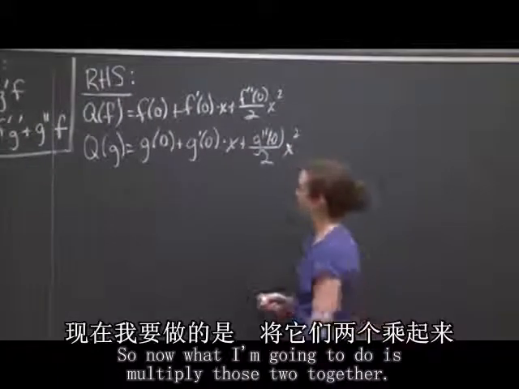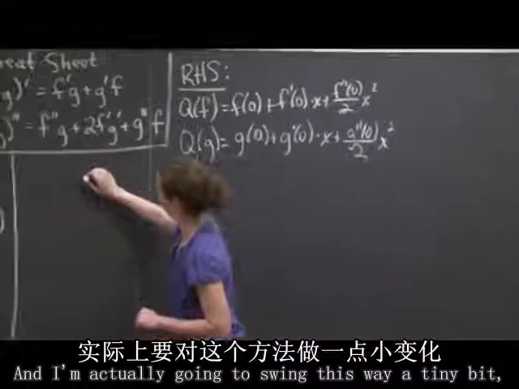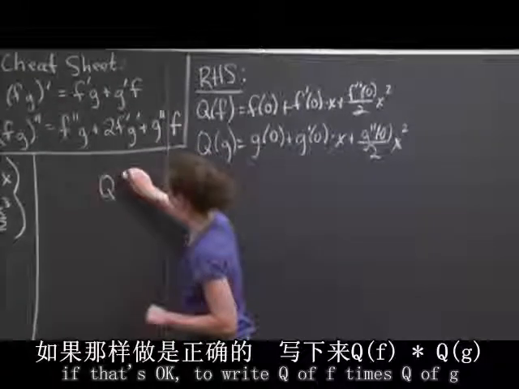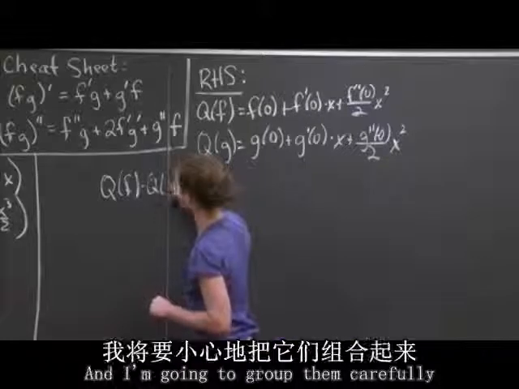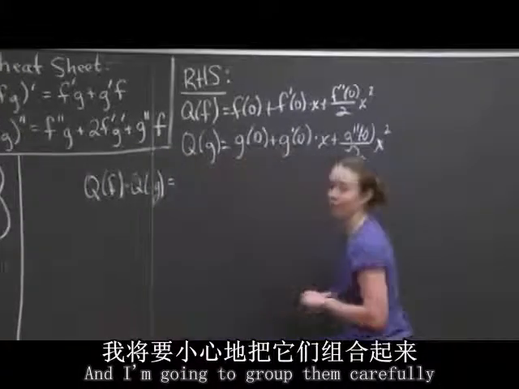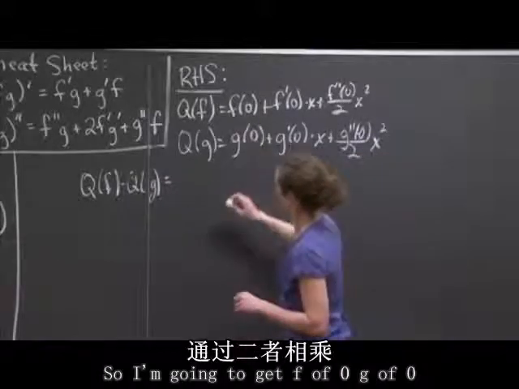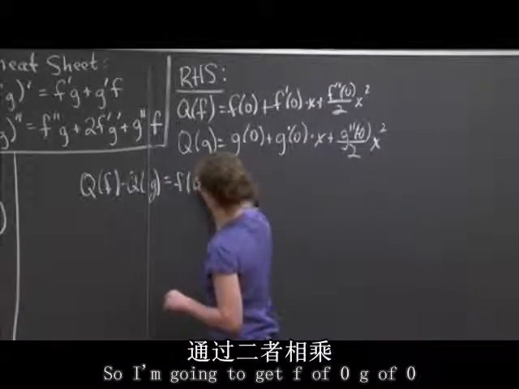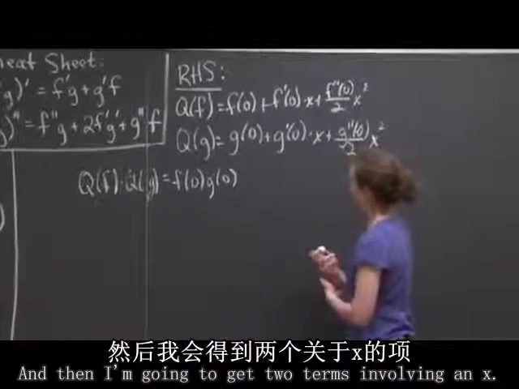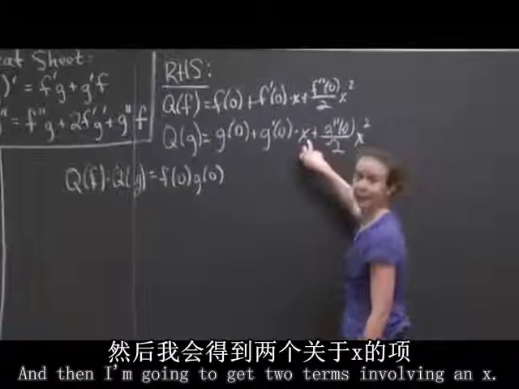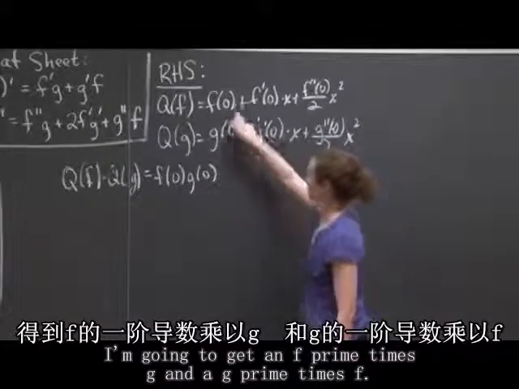So now what I'm going to do is multiply those two together. And I'm actually going to swing this way a tiny bit, if that's OK, to write q of f times q of g, because it's going to be a little long. And I'm going to group them carefully so that I have all the higher order terms at the end. Okay? So I'm going to get f of 0, g of 0 by multiplying these two together. And then I'm going to get two terms involving an x. I'm going to get an f prime times g and a g prime times f.